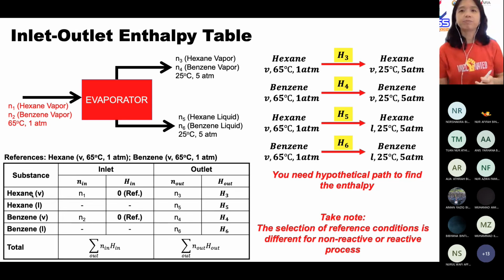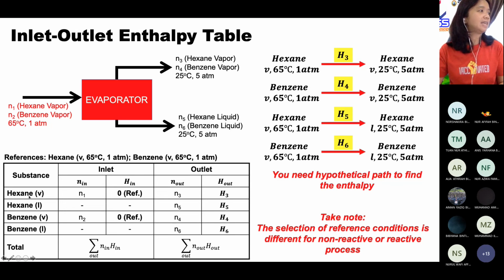Okay, next, column. Column tu terbagi kepada dua, inlet column, outlet column. Okay, so kena tengok ada inlet column, outlet column. Okay, inlet column pula terbagi kepada dua. Kenapa terbagi kepada dua? Kamu kena include dua information. First, NIN. NIN ni adalah molar flow rate untuk setiap compound yang masuk.